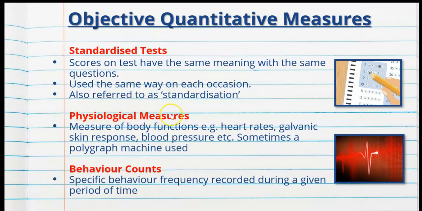Another example that's very common in psychology is any physiological measure. These are measures of bodily function: heart rates, galvanic skin response, which is sweating, blood pressure measures, etc.